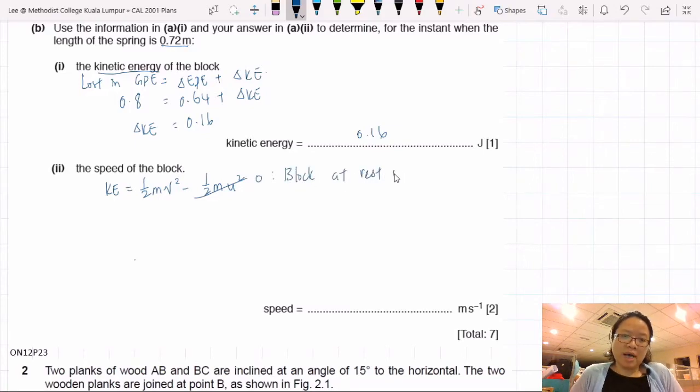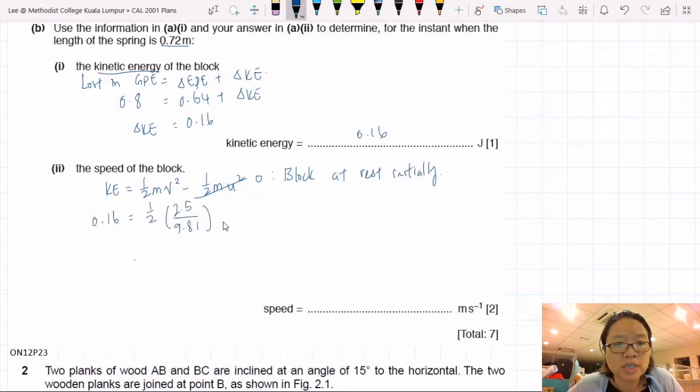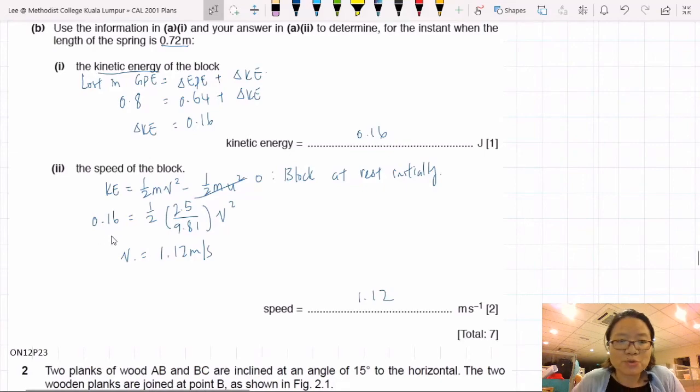Speed of the block will be half mv square minus half mu square. u is 0 because the block is at rest initially. Please don't put 2.5 Newton. Don't forget to divide by 9.81 to find the mass. We need the mass. Right. So these small mistakes, it happens all the time to the best of us. Just be a bit careful lah. 1.12 meter per second.